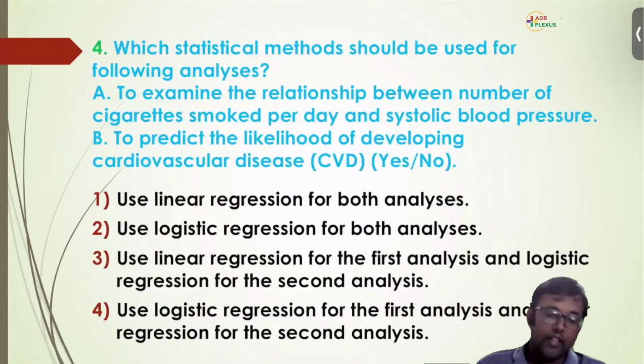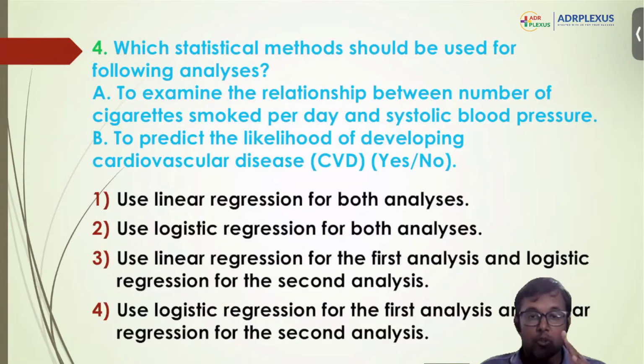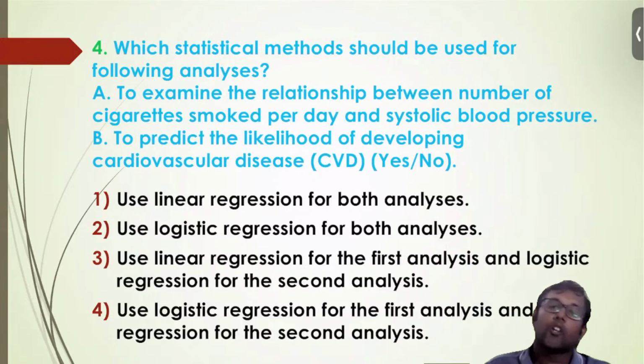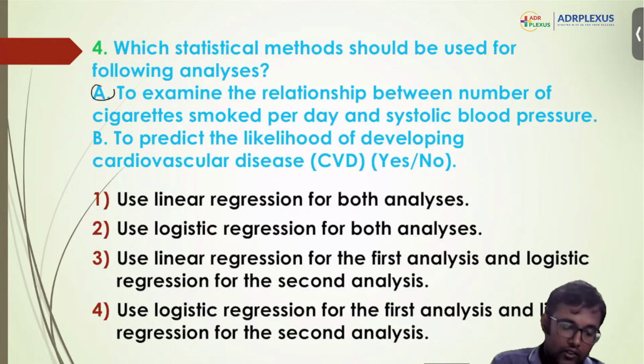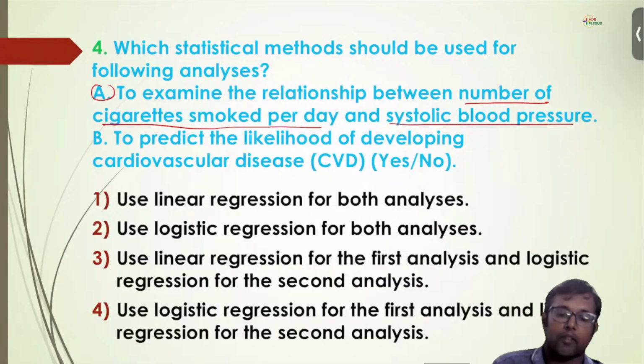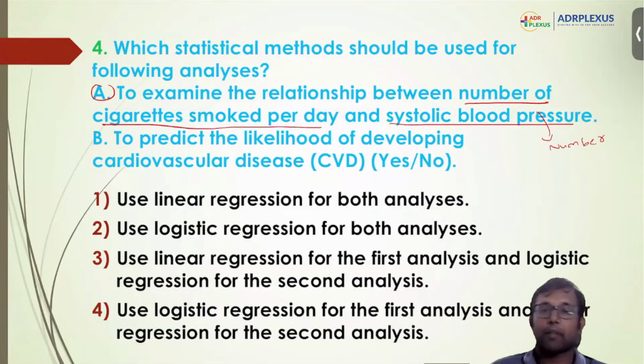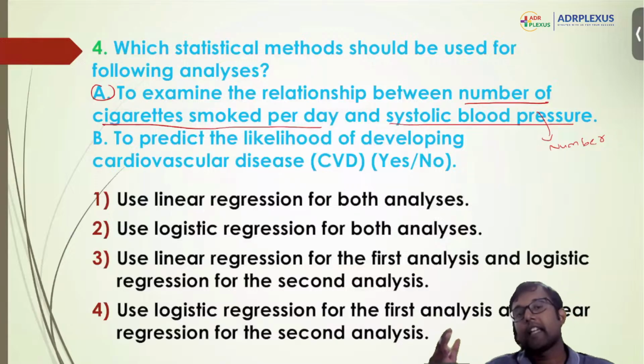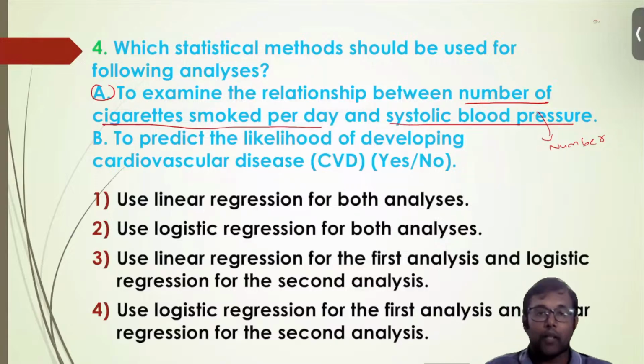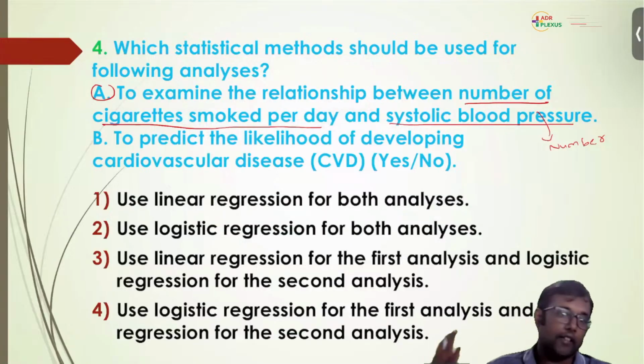Next question. Which statistical method should be used for the following analysis? Just a bit tough, but if you get the concept, it is very easy. In the first scenario, we are going to examine the relationship between the number of cigarettes smoked per day and systolic BP. Both are numbers. I am smoking 10 cigarettes per day and my BP is increasing by 1, 2 or 3 millimeters. Like this, we are getting some answers.